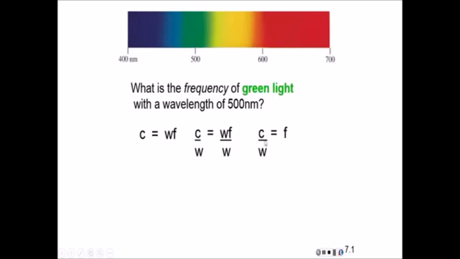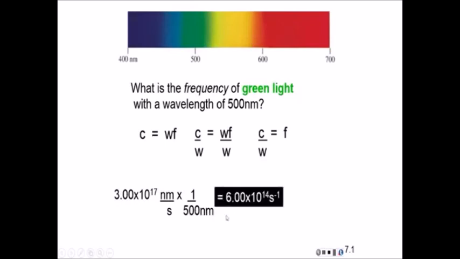Now because I was given a wavelength in nanometers, I want to use the speed of light that has nanometers in it. So in my solution, I take my speed of light, 3 times 10 to the 17th nanometers per second, and now I'm dividing it by 500 nanometers. And you see how the nanometers would cancel out.